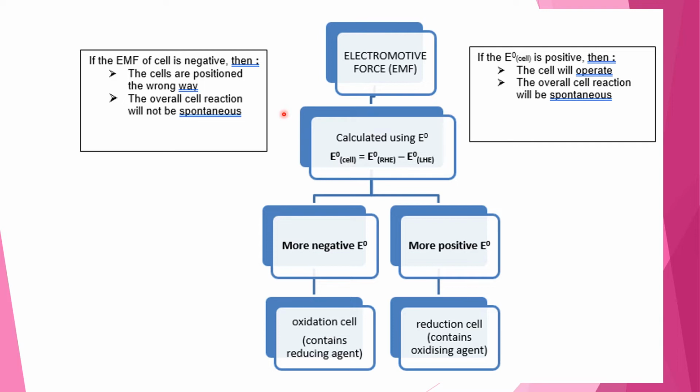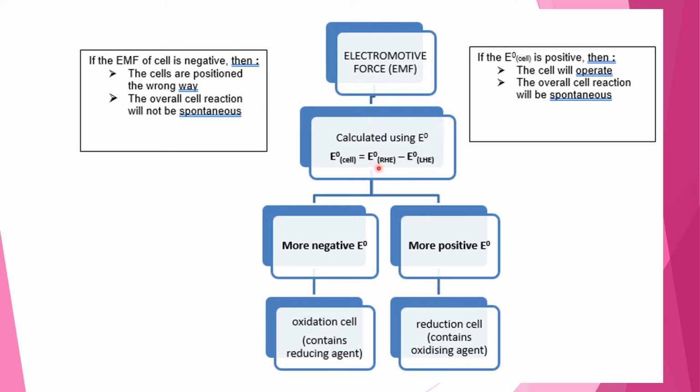When the E naught or the EMF of the cell is a positive value, then it basically means that the cell is going to operate. Okay, that means the cell is positioned in the right way. When a cell reaction takes place or when a reaction is possible, we use the word spontaneity, or we say the reaction is spontaneous. So this is how we calculate the E naught of the cell or EMF of the cell by using the formula.